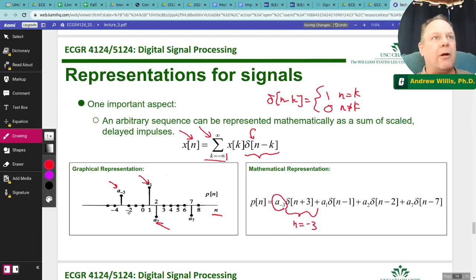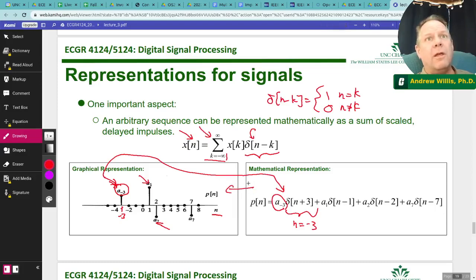So if we look over here on the left-hand side, at the index minus 3, which is this location right here, we have this value a of minus 3. Essentially, this one value on the graphical representation corresponds to this single term in the mathematical representation. So these are two different representations for exactly the same signal. This is the graphical representation. This is the equivalent equation. And so you can see term for term.